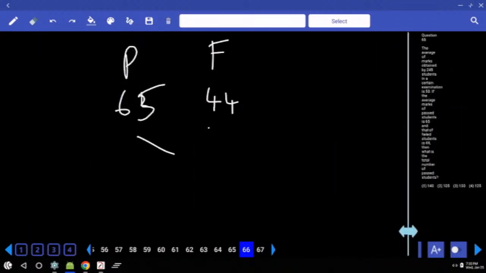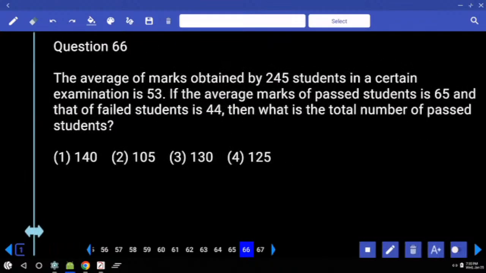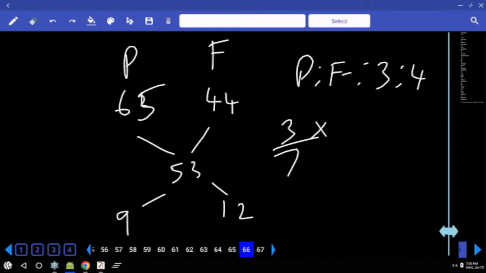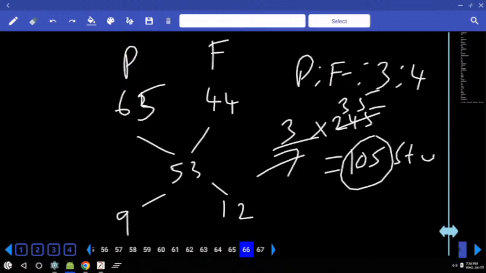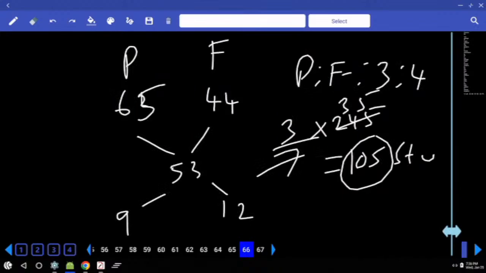And what is the average of the entire set of students? 53. So we will get the ratio of passed and failed students: 9 and 12. So the pass to fail ratio is 9 to 12, that is 3 to 4. He is asking the total number of passed students. We can find it because he has given the total number of students. 3 by 7 into 245. The answer is 105 students have passed. 105 is the answer. If failed were asked, how much? 4 parts, 140. That's it.